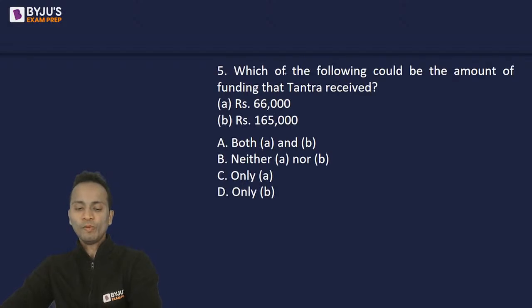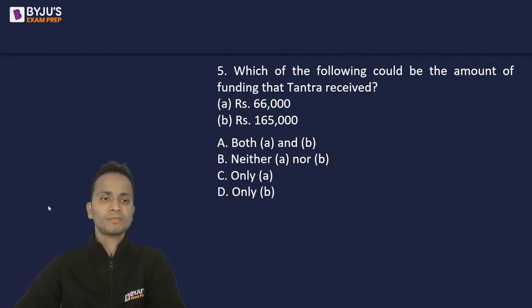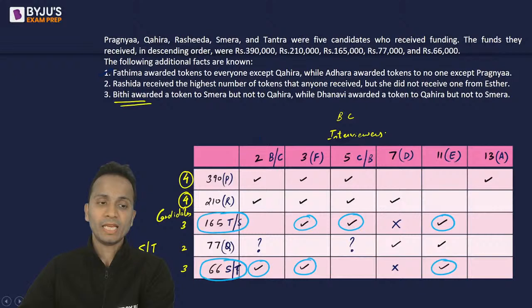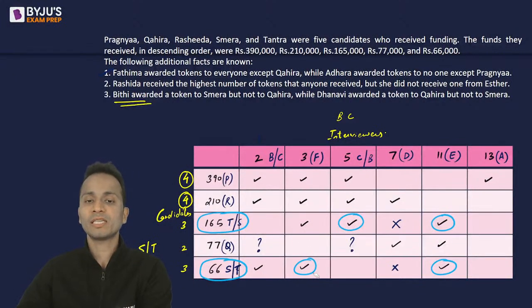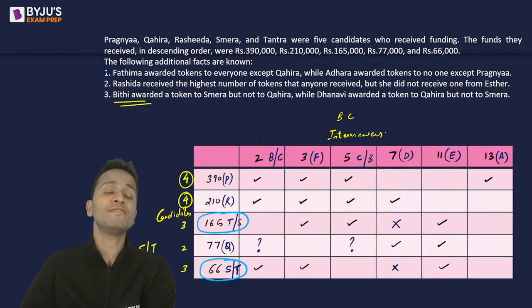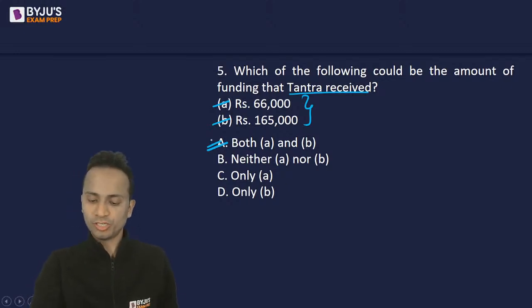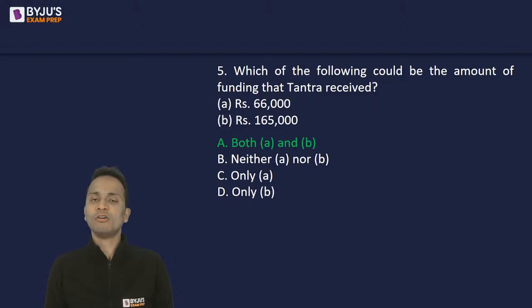Okay. Now moving on to the last question. Which of the following could be the amount of funding that Tantra received? So which of these fundings did Tantra get? Now again, as you can see, there are 2 possibilities for Tantra. As you can see, already circled with blue color. Okay, so Tantra can receive 165,000. Tantra can also receive 66,000. Okay. So 66,000, 165,000, both possibilities can be there. So both A and B will be the answer of this question. So option A is the correct answer of question number 5.